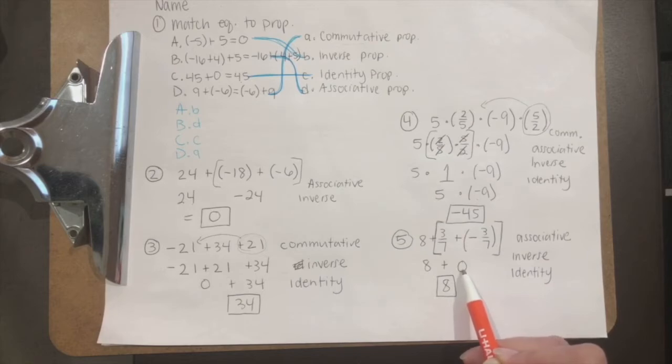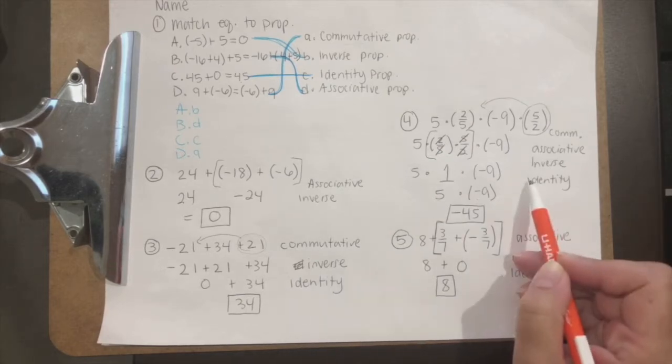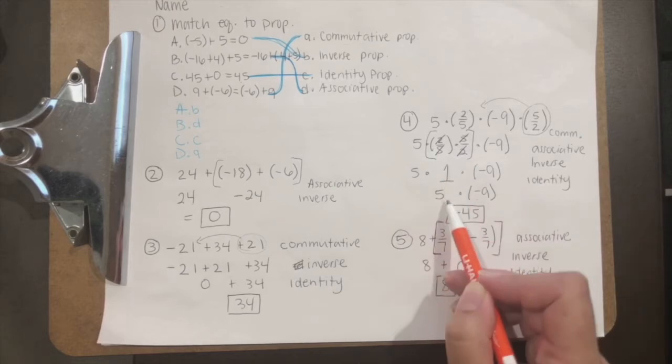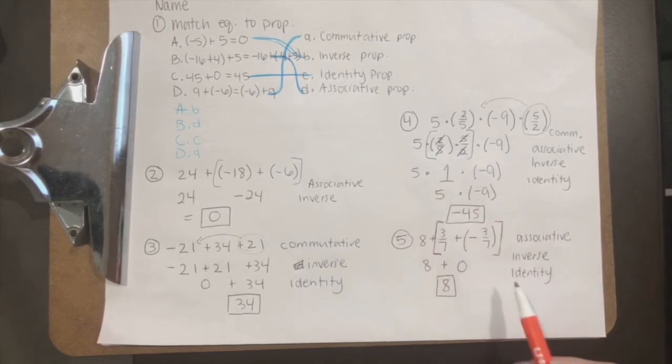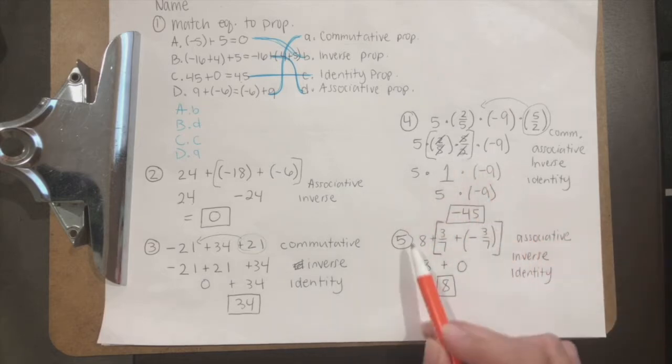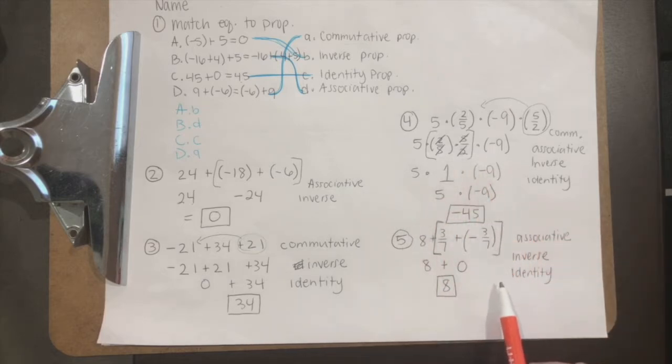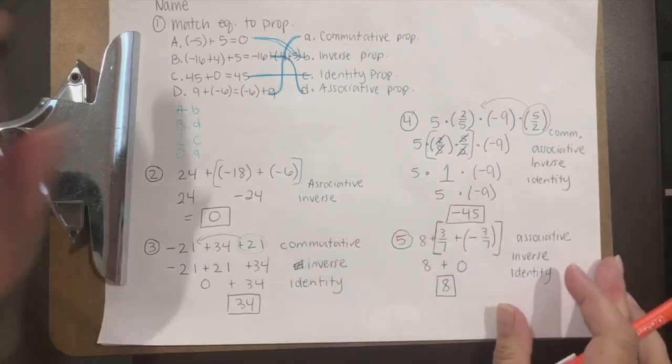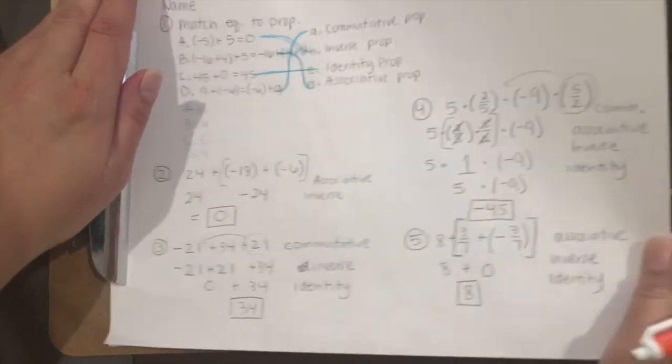Okay, so look out for that. And then identity is any number times 1 is itself for multiplication. Identity for addition is any number plus 0 is itself. So those are some key differences to look out for. It's kind of nice that we saw each one of these properties being used. Okay, let's move on to number 6.